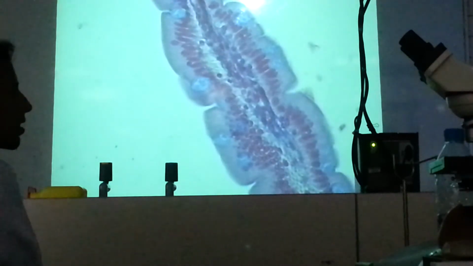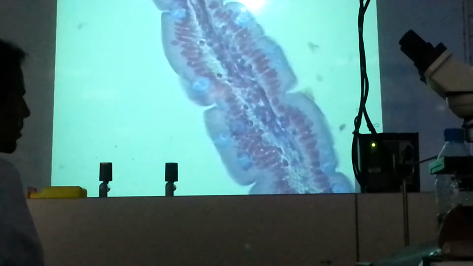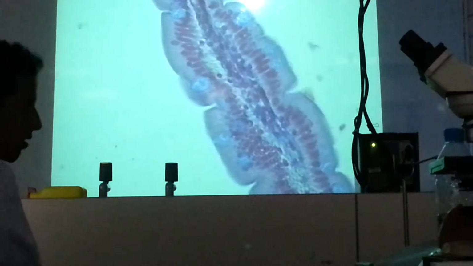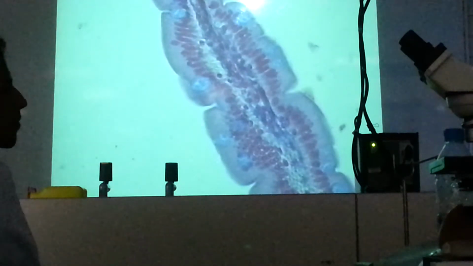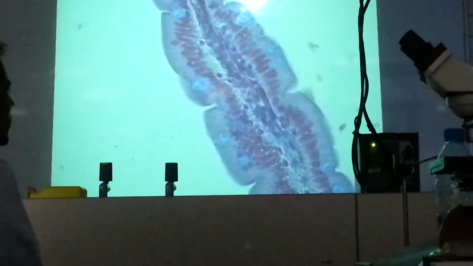One character is tall columnar cells with basal oval nuclei. The second is goblet cells with upper distended part. Goblet cells.